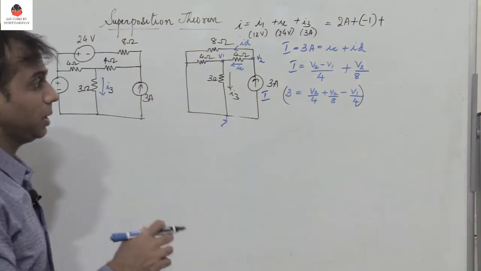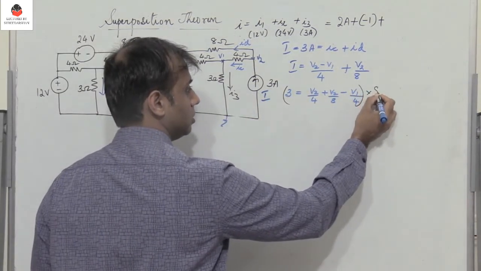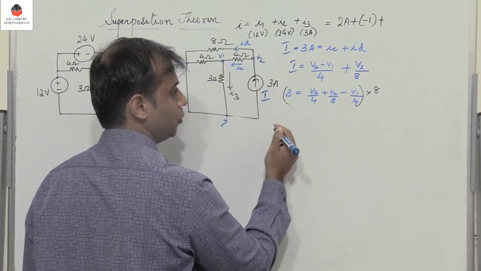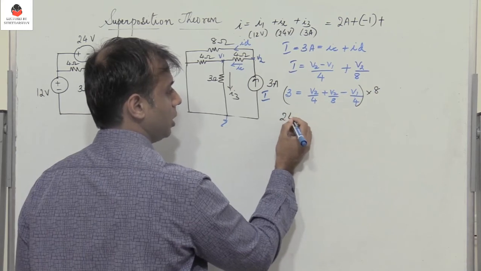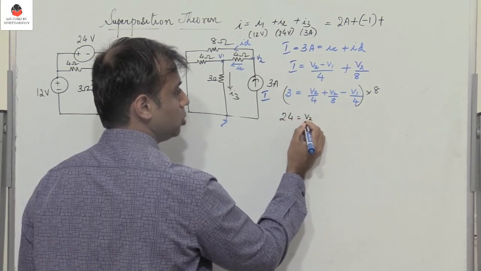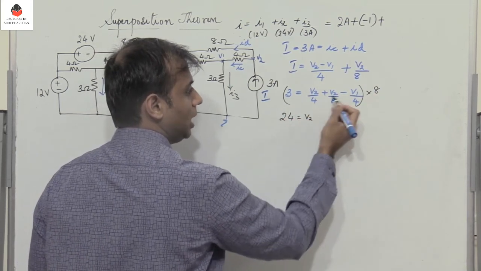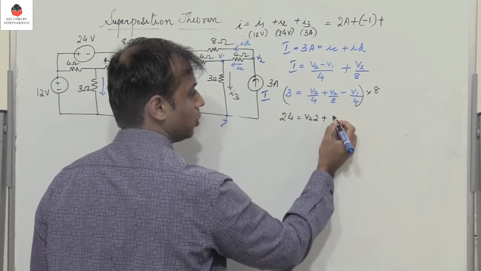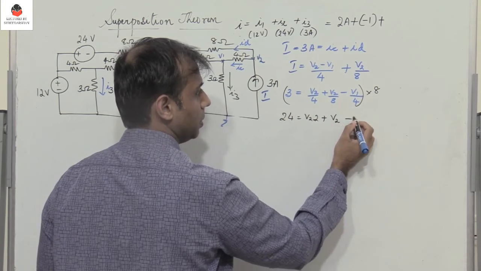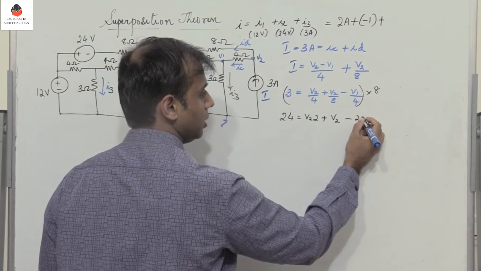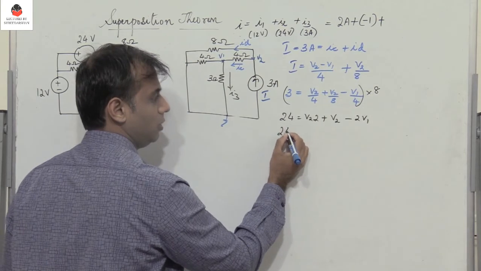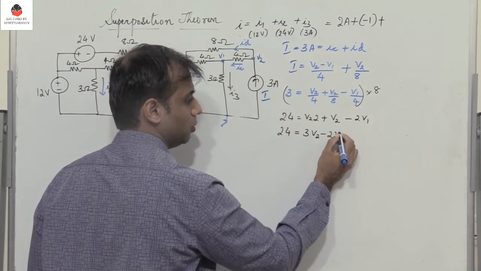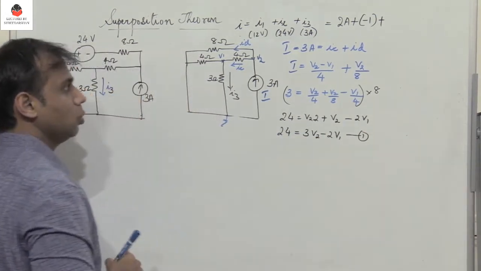So let me multiply the entire equation by 8 because I need to avoid these denominator values 4, 8 and 4. So 3 into 8 gives me 24 equals V2. So 8 by 4 is 2 plus 8 by 8 is 1. So you get V2 minus 8 by 4 is 2. So minus 2V1. So we get 24 equals 3V2 minus 2V1. So this is equation 1.